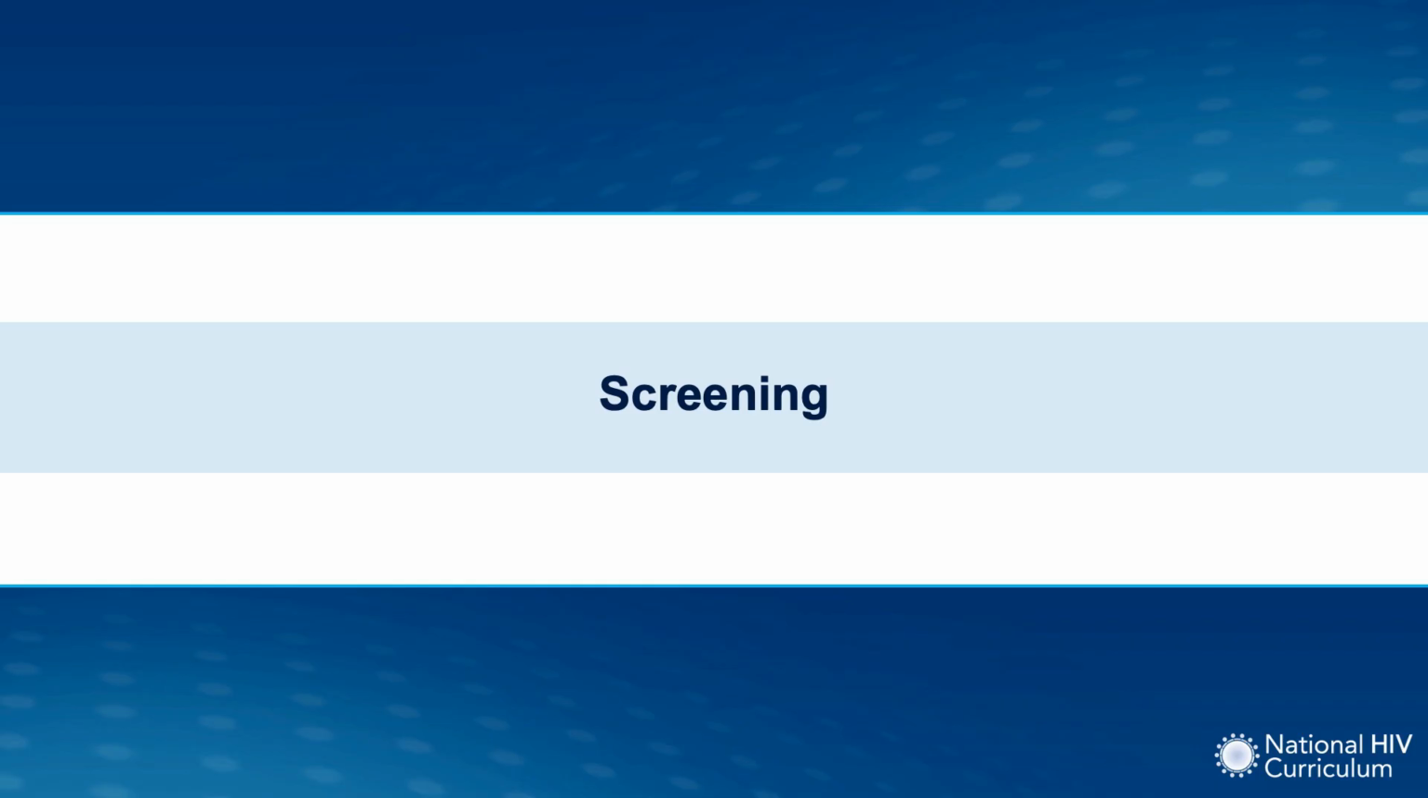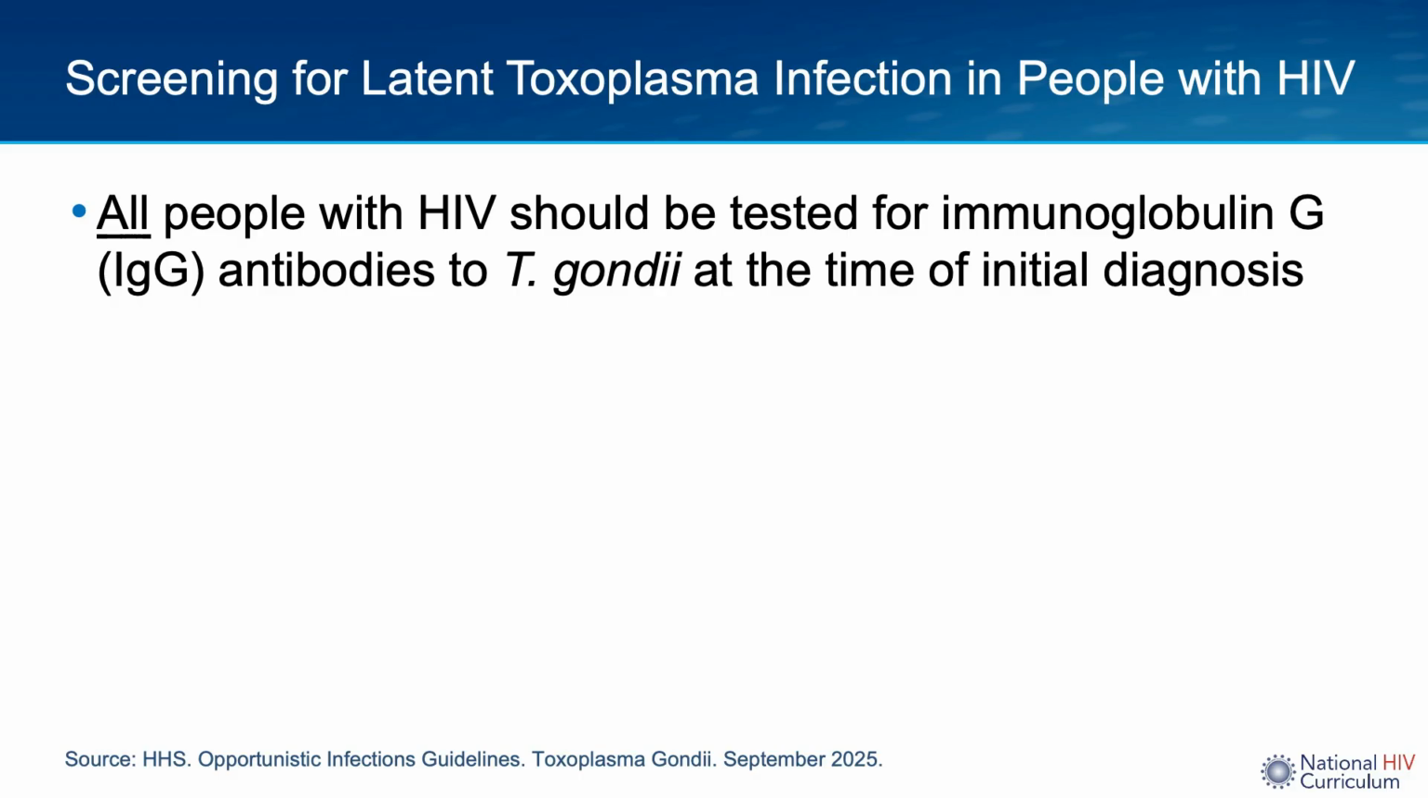Now let's discuss screening for Toxoplasma exposure. Because of the risk of significant neurological disease with Toxoplasma encephalitis, the adult and adolescent opportunistic infection guidelines recommend that all people with HIV be screened for prior Toxoplasma exposure. This is done by checking serum for IgG antibodies against Toxoplasma.